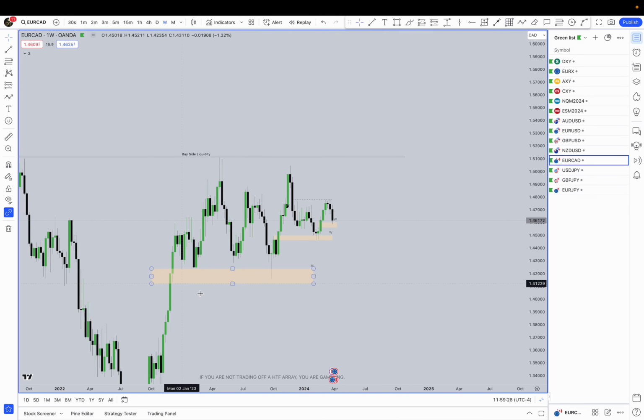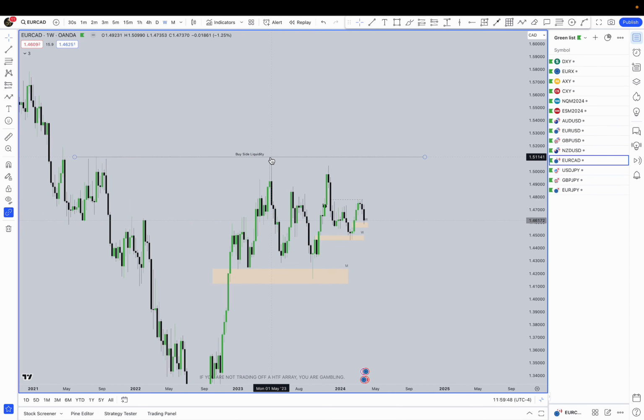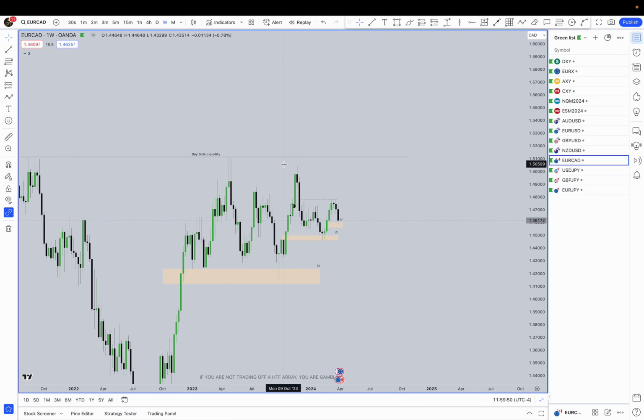Well, if you look at how the current discount arrays are respected, with a monthly fair value gap that was tapped in, moved with displacement, leaving a fair value gap, and a weekly fair value gap, tap, moved up, and now we went to this weekly fair value gap. And we still have all these equal highs, buy side liquidity resting for us to take.